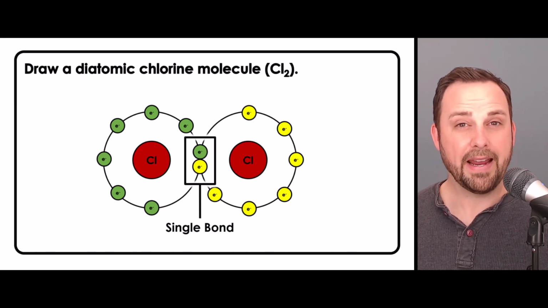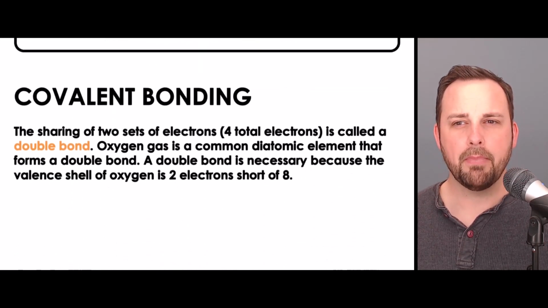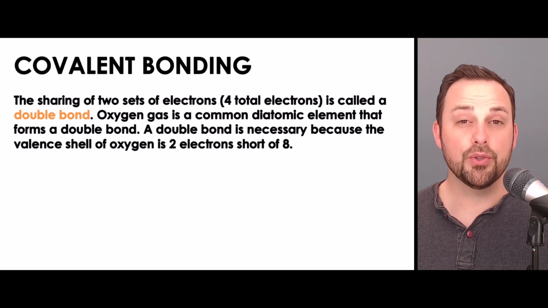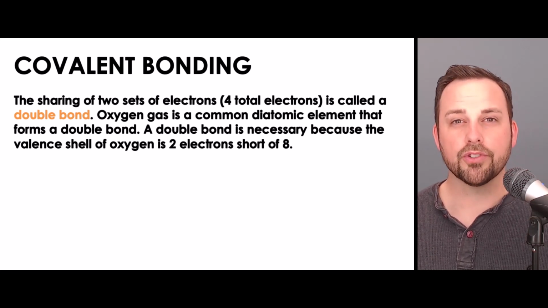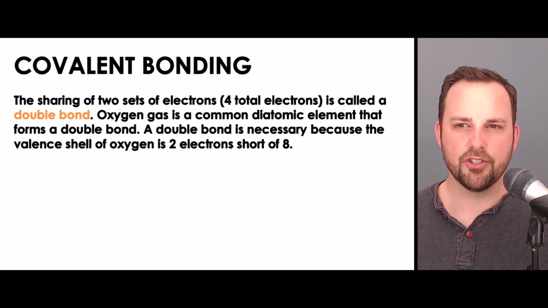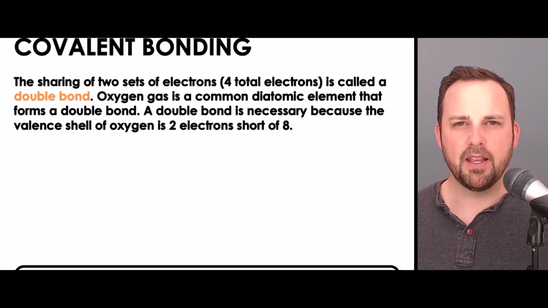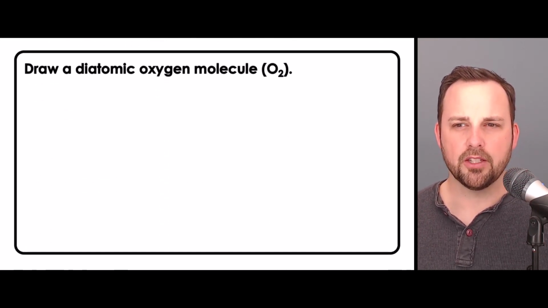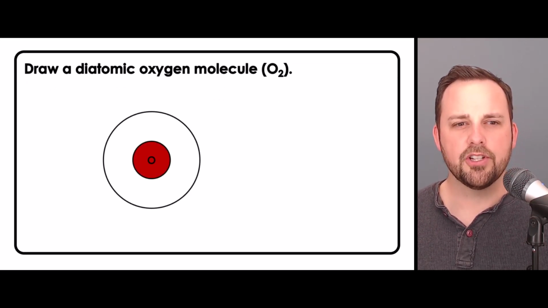There's other ways that atoms can form covalent bonds. The sharing of 2 sets of electrons, that would be 4 total electrons, is called a double bond. Oxygen gas is a common diatomic element that forms a double bond. A double bond is necessary because the valence shell of oxygen is 2 electrons short of 8. So let's take a minute and draw what that looks like so we understand the relationships. Once again, we'll begin by drawing the nucleus of an oxygen atom, which is represented by the red sphere with an O in the middle.